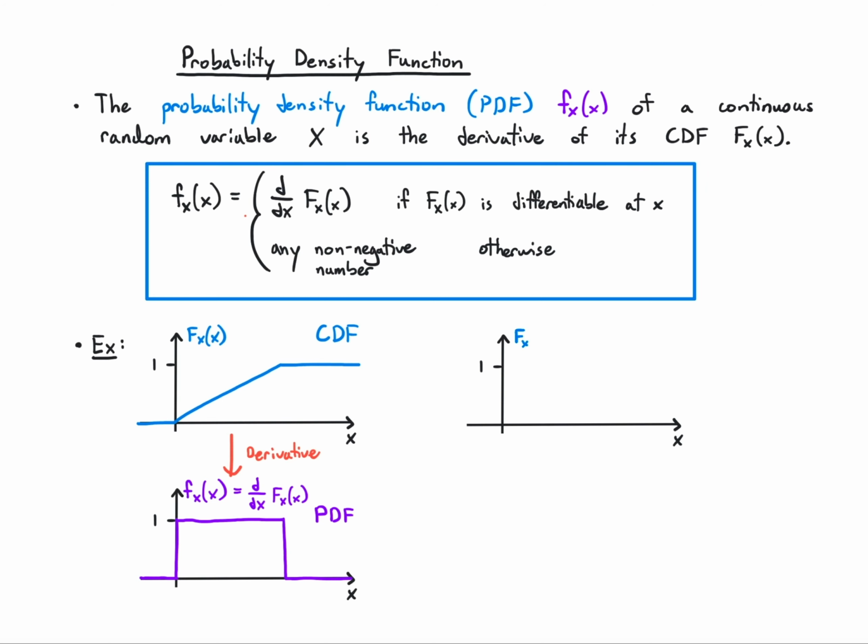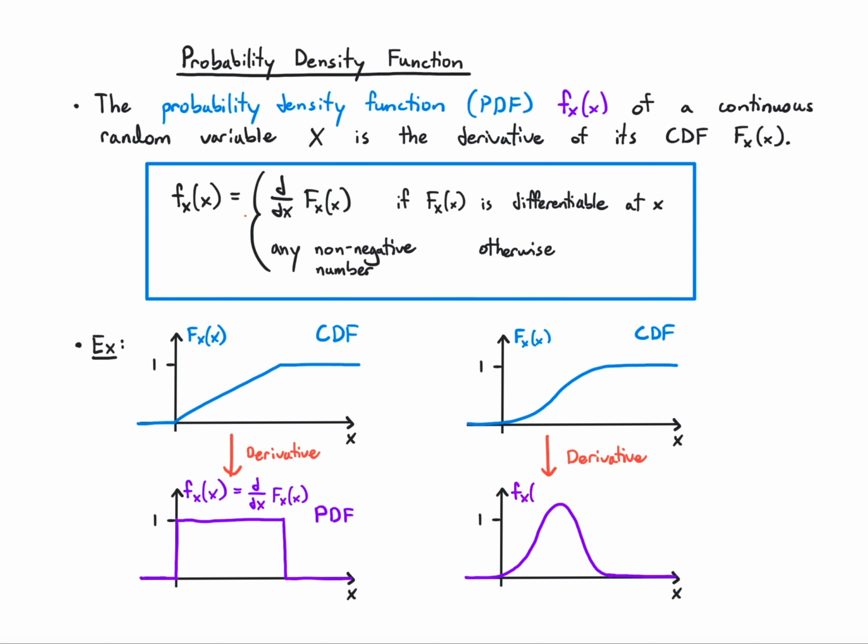Here's a case where it's kind of smooth. Here's a continuous CDF with a derivative everywhere. And so I take the derivative, I get some bump that looks like this. And here's the thing I want you to keep in mind. Look at this PDF. It exceeds 1, and that is okay.